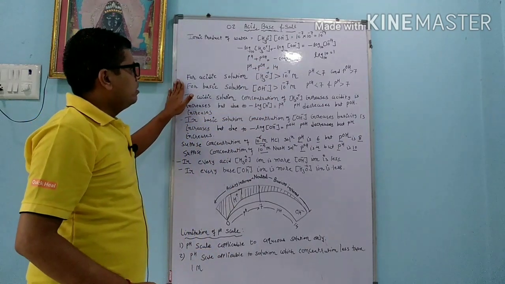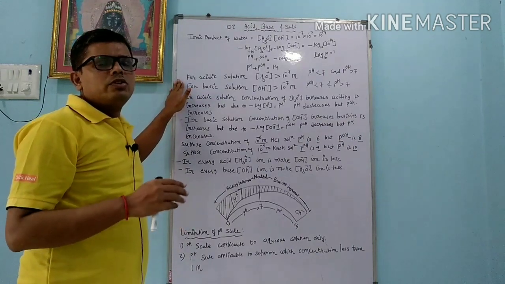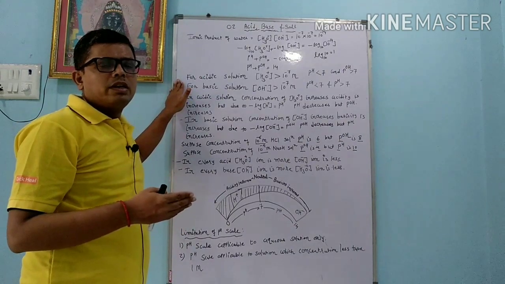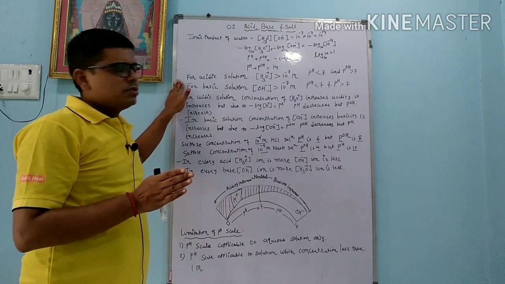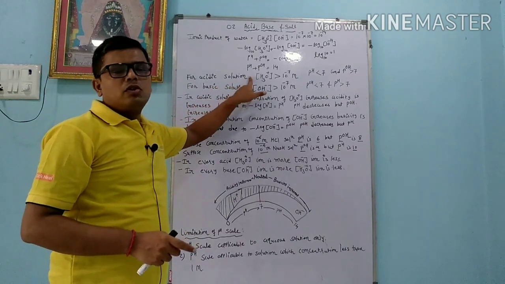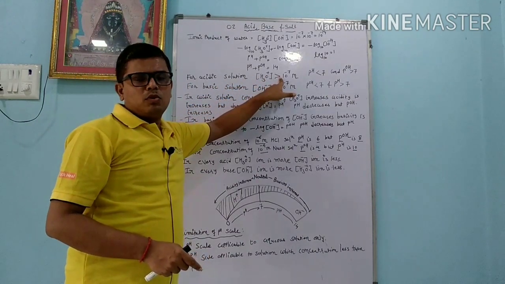Dear student, take care here. For any solution, if the concentration of H3O plus ion is more, then a lesser amount of OH minus ion is produced. So for an acidic solution, the concentration of H3O plus ion is greater than 10 raised to minus 7 molar.